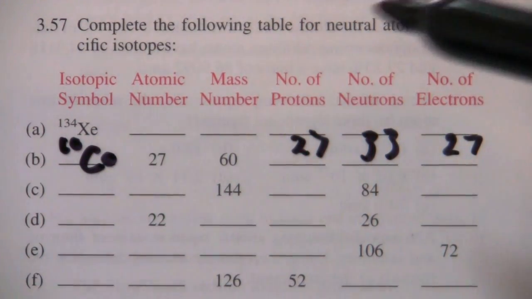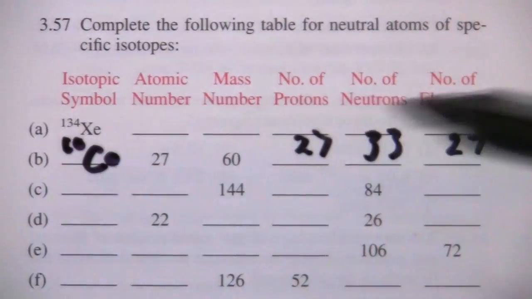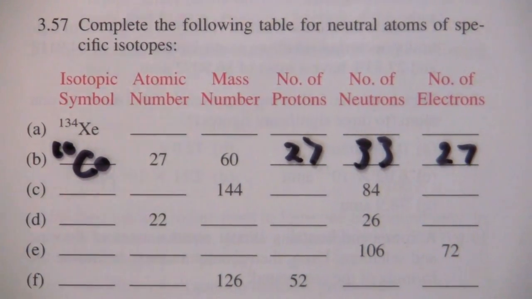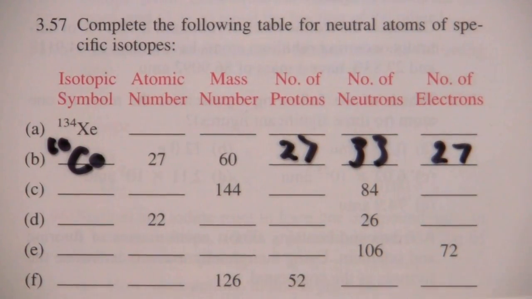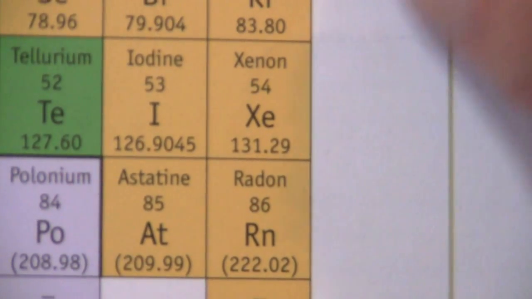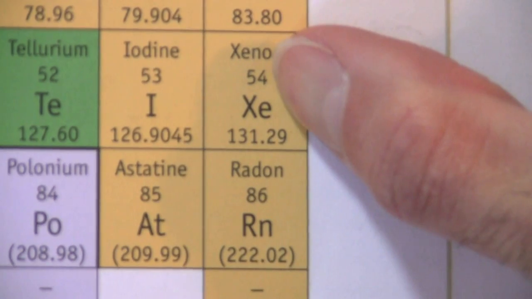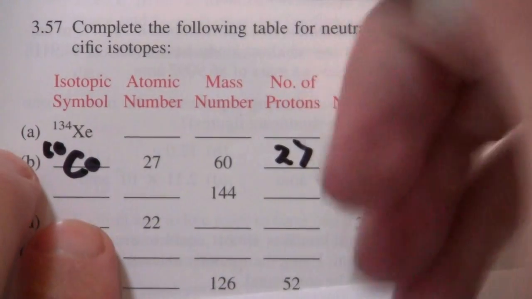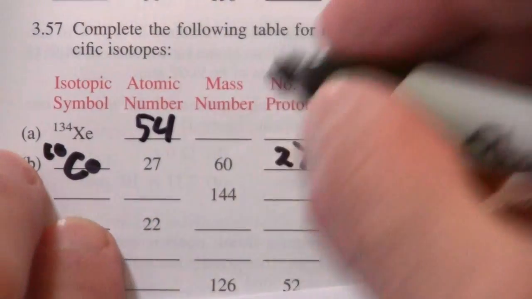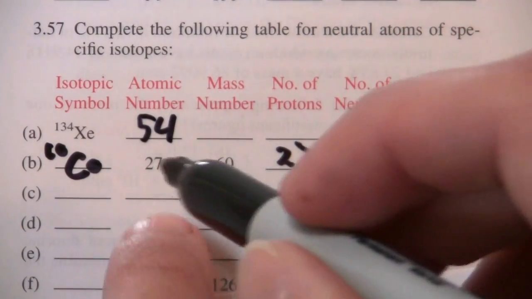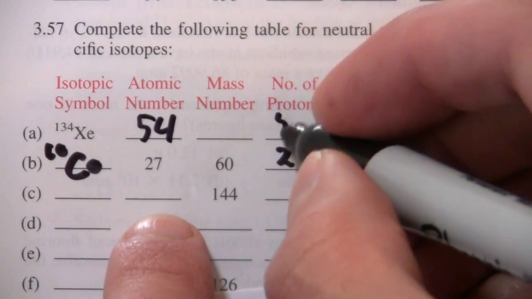All right, so let's go ahead and work out this top one. I may need more space, so I might have to spread these out a little bit. So xenon 134. You look at the periodic table. Here's xenon. Its atomic number is 54. So there we can put that in there, 54. All right, so there's our three columns. We can go ahead and fill those out.